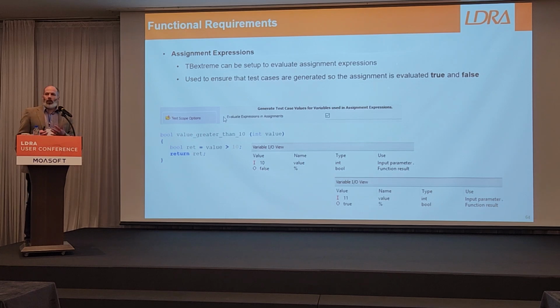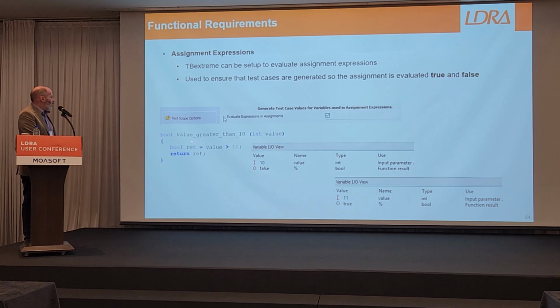Of course, LDRA, we are all about source code analysis. So we are doing a deep control flow analysis of the source code. And one of the things we're also doing now is analyzing the assignment expressions that you may have in your code as well. As part of that process, we'll be able to look at those expressions, and we'll be able to work out for our unit tests what test data they require to be able to hit a true and false value.